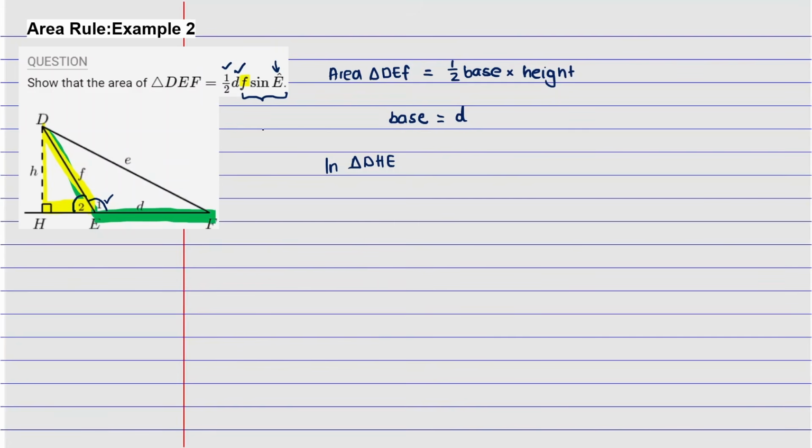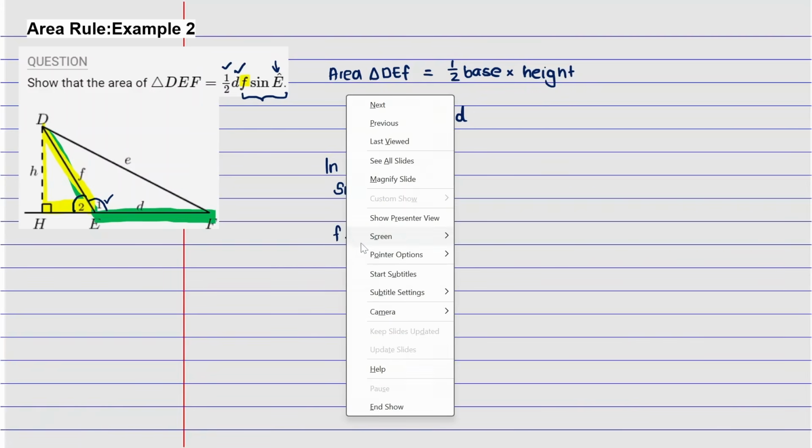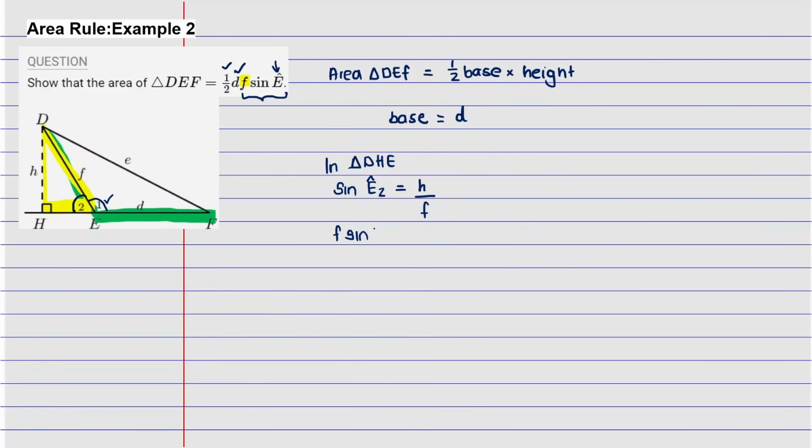Remember the fact that we need E, right? So we're going to say, we know the fact that sine E2, right, is equals to what? Is equals to opposite, which is H, over hypotenuse, which is F, right? Then we're going to take F to the other side because we want H to be the subject. So it's going to be the same as F sine E2 is equals to H, right? So that's what we know, which is great, right?